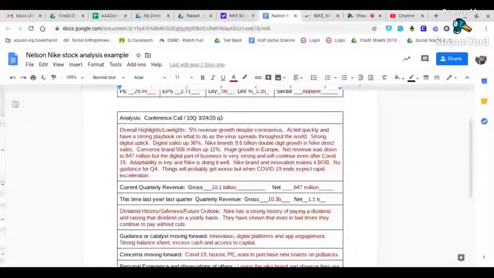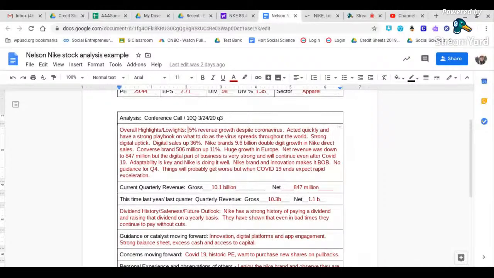Nike also owned Converse. Those sales were worth $506 million. They were up 11%. They had huge growth in Europe. The net revenue was down to 847 million. So they didn't make as much money as last quarter. So usually you would have pause, but nobody's making money right now. And considering that they still made 847 million for the quarter is substantial.